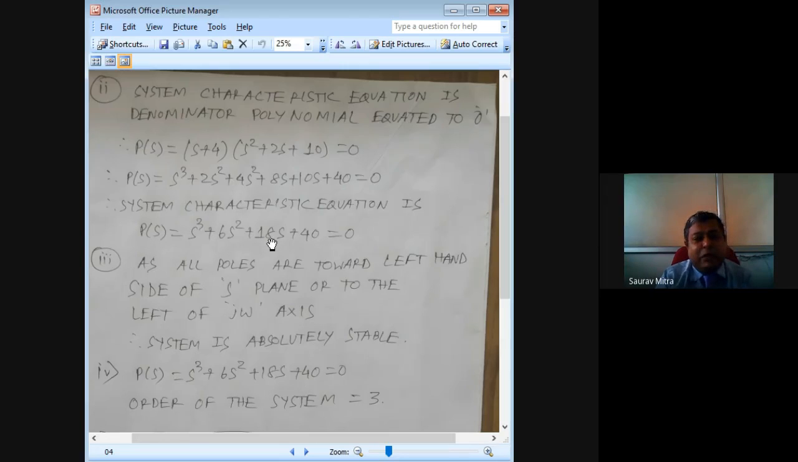That is nothing but the poles, and this is actually the characteristic equation. If there is any doubt, you can ask me. So C(s)/R(s) is given, the transfer function is given.